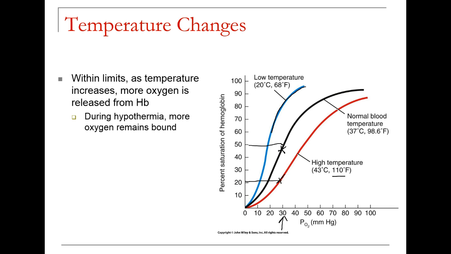So, for example, a drowning victim is much more likely to be resuscitated if the drowning victim is in a frozen lake compared to, I don't know, the middle of the Gulf of Mexico in summer. Okay, so temperature changes. So we've looked at 3 different ways that we could change this oxygen saturation curve: the pH of the blood, the partial pressure of carbon dioxide, and the temperature of the blood.